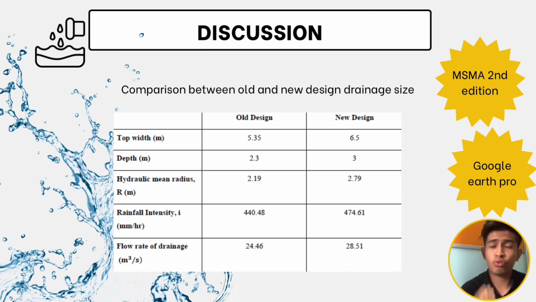For our reference, we use MASMA second edition to define some values to meet the requirement of the Malaysian standard when we design the new drainage. We also use Google Earth Pro to find the area or perimeter for the channel because it would be quite harder when we use a measuring tape, so we just use Google Earth Pro.